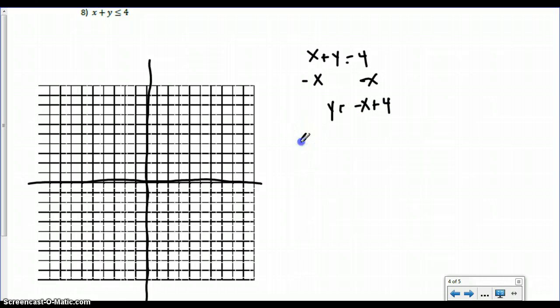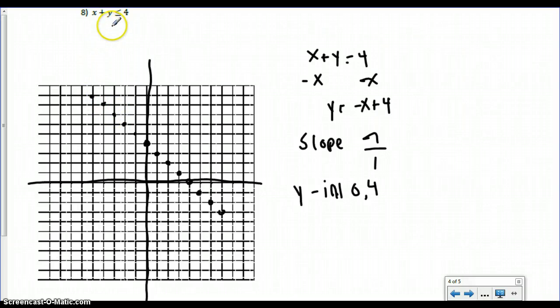So in this case, we have slope-intercept form. So your slope would be negative 1 over 1, and your y-intercept would be 0, 4. So I can plot the point at 0, 4, 1, 2, 3. That's your y-intercept, and your slope is down 1, to the right 1. So when I look at this inequality, it is equal to, so because of that, we will draw a solid line through the points that I have.